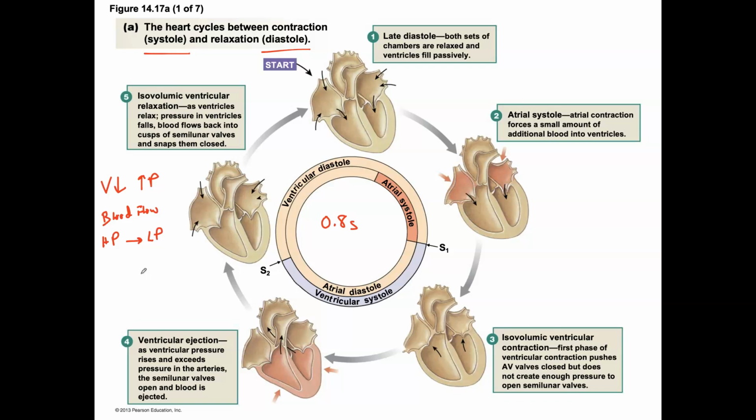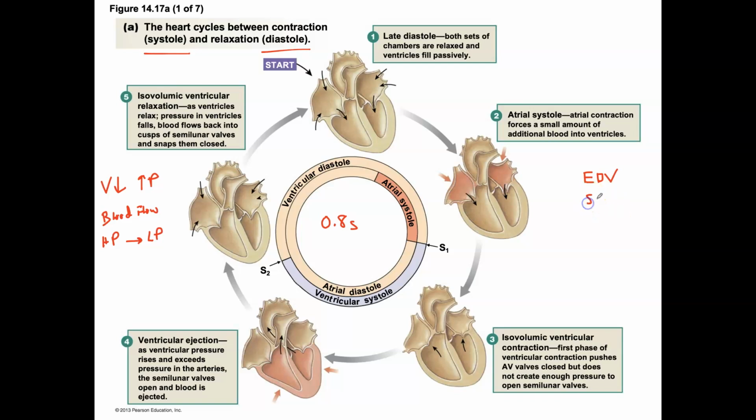Before I go through the phases of the cardiac cycle, I want to give you a little bit more vocabulary. A term that you'll want to be familiar with is EDV. This acronym stands for end diastolic volume. And the end diastolic volume is the total volume of blood in the ventricles at the end of diastole.